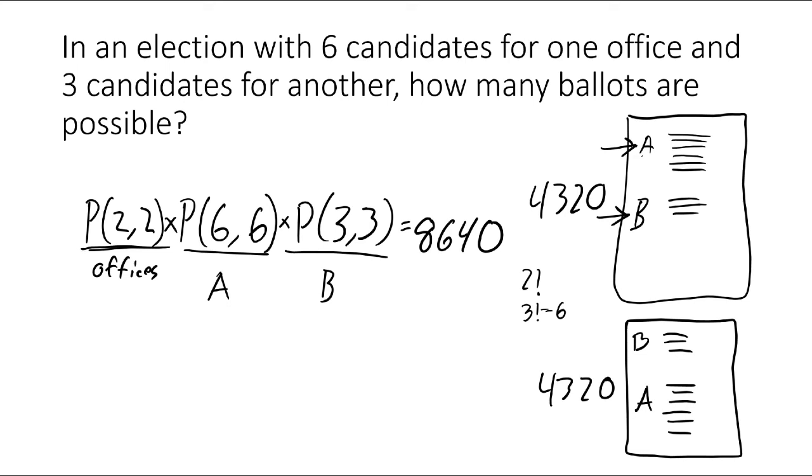So I've been saying factorial. Permutation 2 is the exact same mathematically as 2 factorial. Permutation 6 is the exact same thing as 6 factorial, and permutation 3 is the exact same thing as 3 factorial. So just so you know, all of those are just the number of ways to arrange things. So permutation 6 is the number of ways to arrange 6 objects. 6 factorial, also the number of ways to arrange 6 objects.